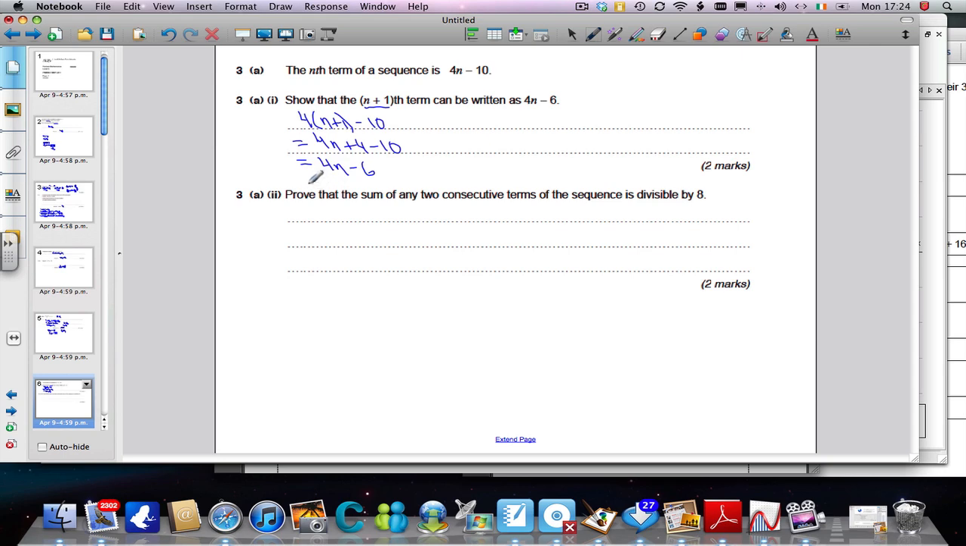Next part, we're asked to prove that the sum of any two consecutive terms is divisible by 8. Well, suppose that's the first term, and this bit would be the next term up because it's n plus 1. If I add them, because it says sum, it should be divisible by 8. So let's see. The first term is going to be 4n minus 10.